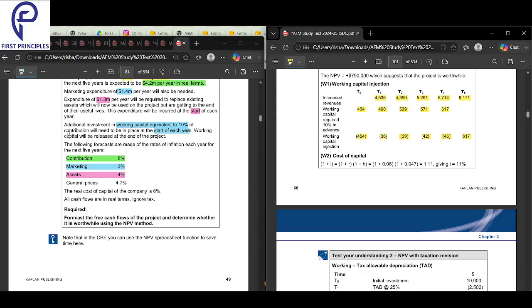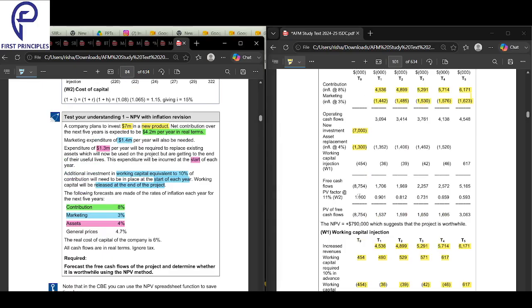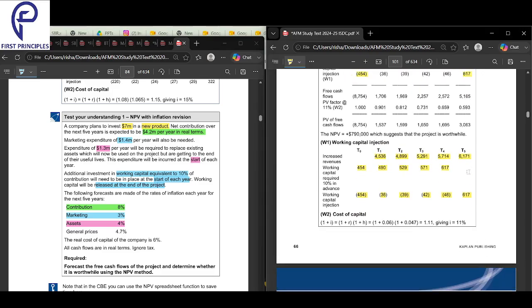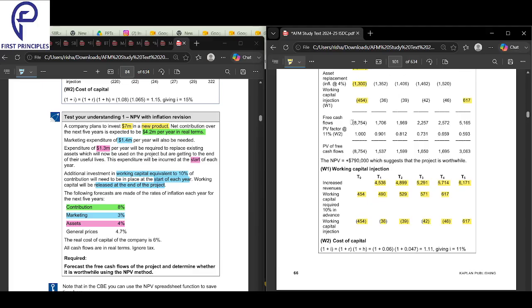Why? Because they're saying the working capital will be released at the end of the project. If they hadn't said this, I wouldn't have done that. So that's why, in the first year 454, and then you have incremental amounts in all the years. That's it, because you have to take only incremental cash flows. So how much the increase is, you just take that. So after doing all this, we got the net cash flows for all the years.